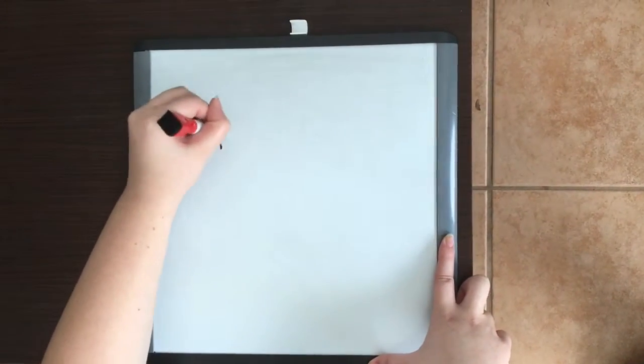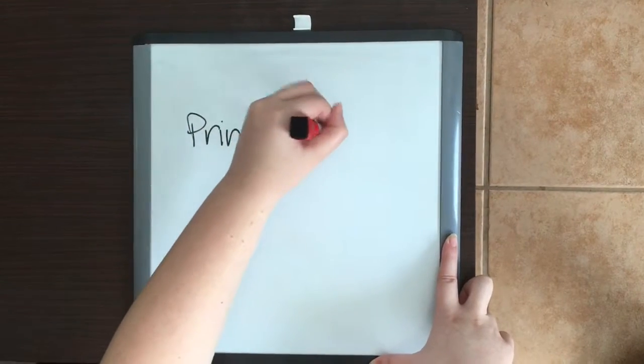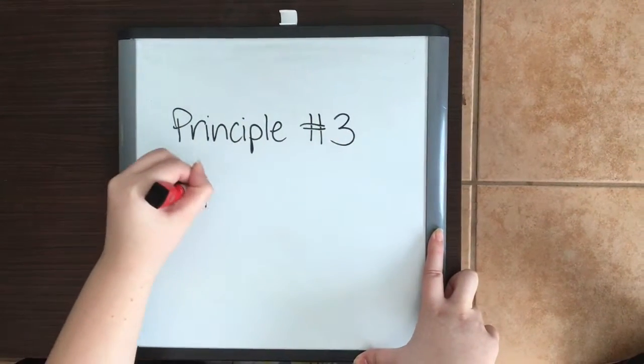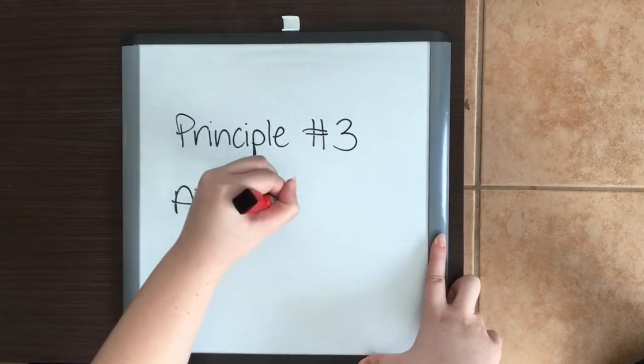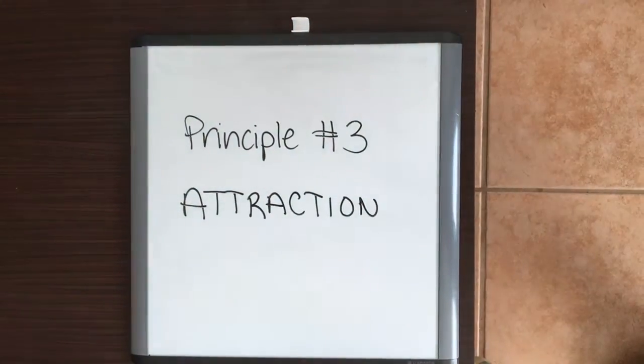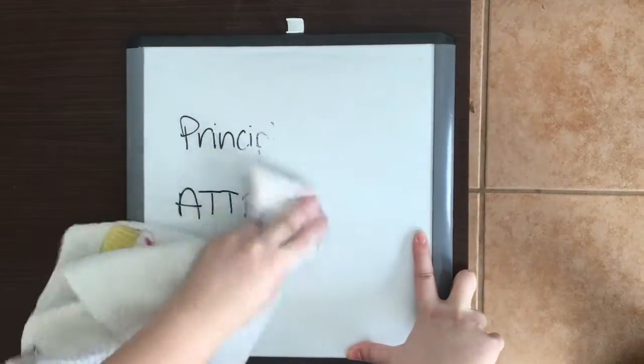The third principle is attraction or proximity. This is when the verb takes the form of the closest subject. Although the principle of attraction passes in speech, in print it will be considered grammatically incorrect.